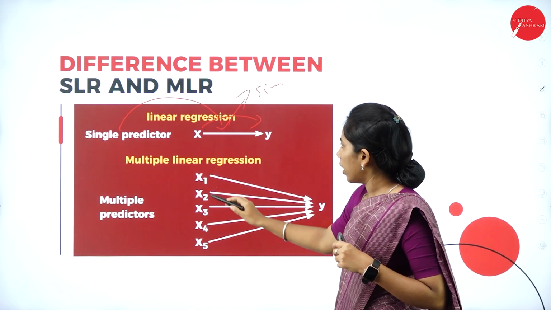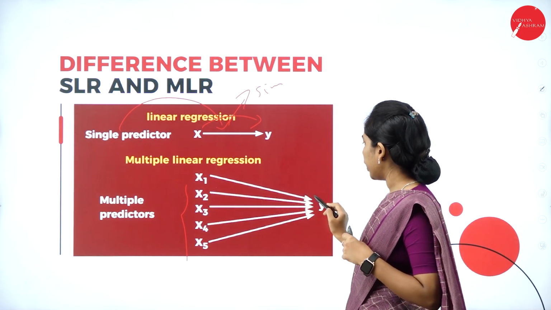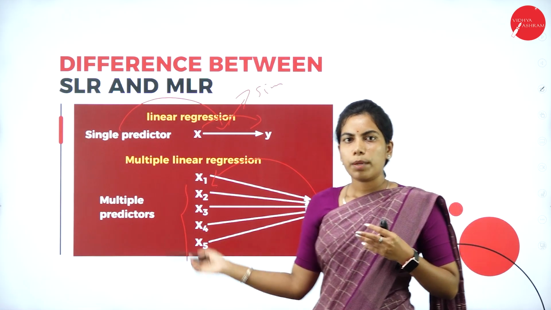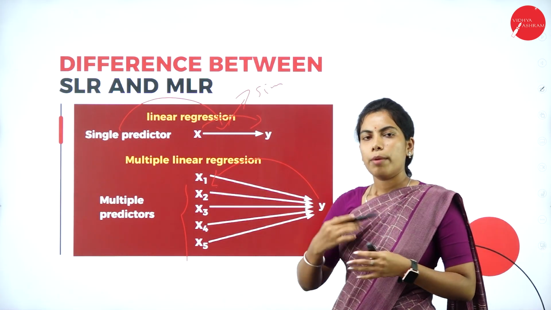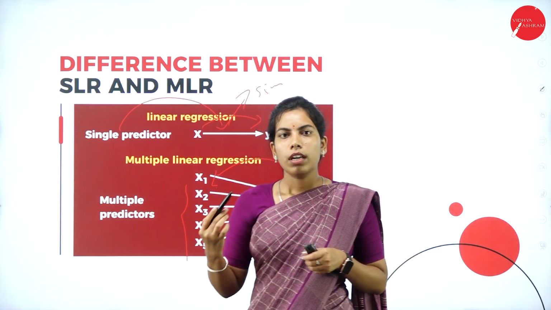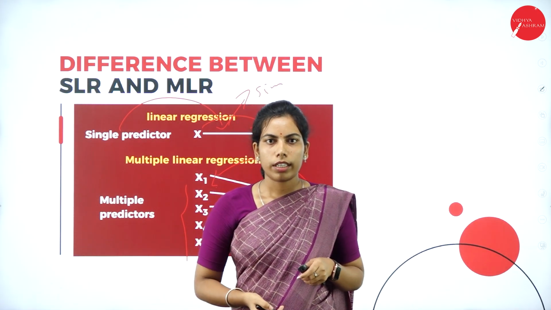And here you can see there are many independent variables, and y will be dependent on them. Y is dependent on X. So these are all multiple predictors, meaning multiple linear regression. This is how the difference between single and multiple linear regression looks. Got it now? Thank you.